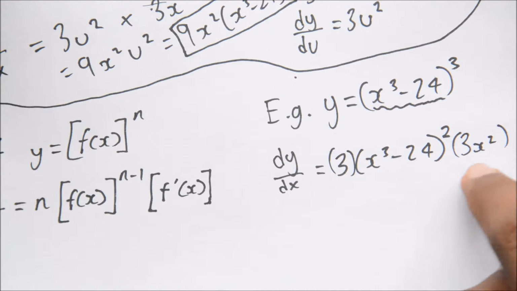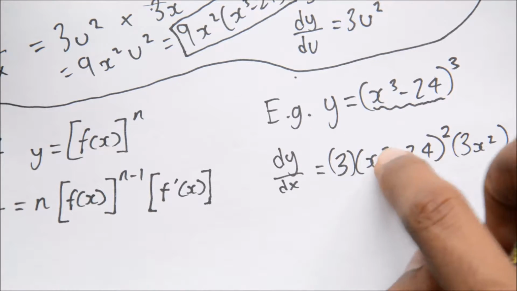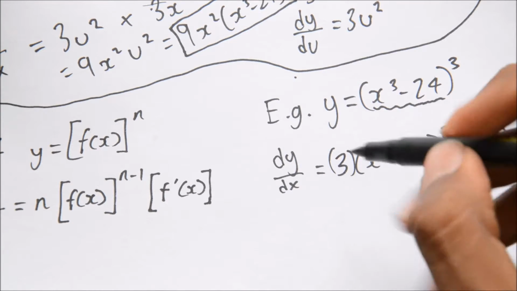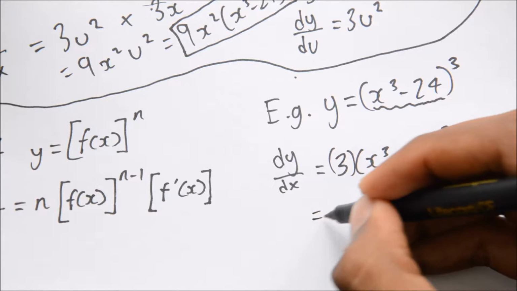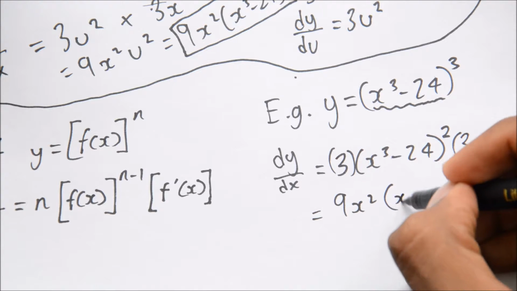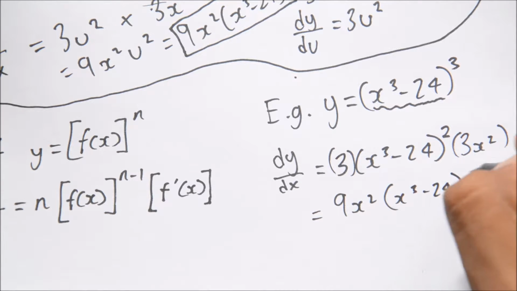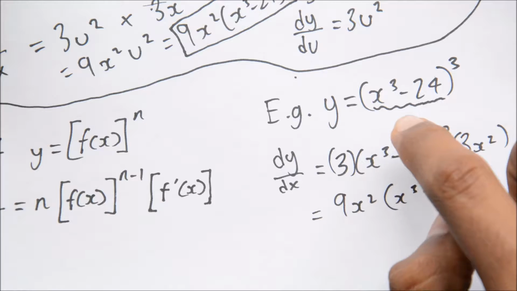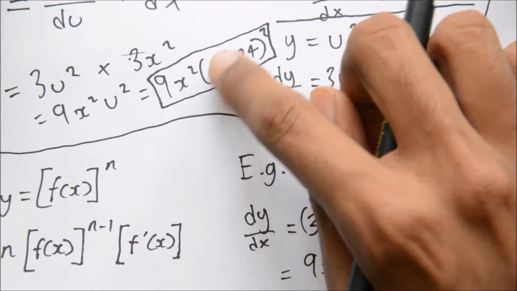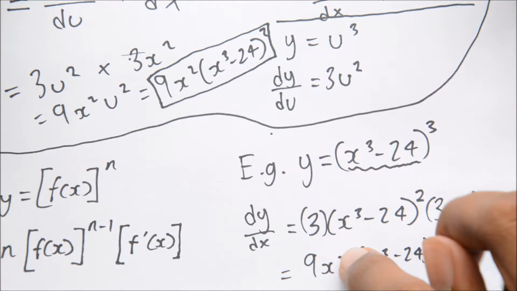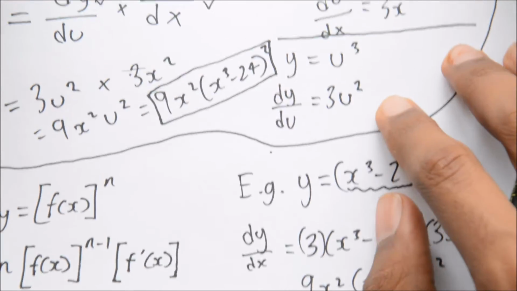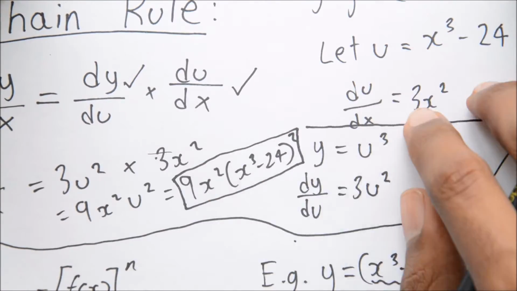If we simplify this, because this is a power, we can't really multiply it out, but we can multiply the 3 here with the 3x squared here. So 3 times 3x squared would give us 9x squared. And then we have the bracket here, which is (x cubed minus 24) all squared. As you can see, this was done in 2 steps. We got the same answer, 9x squared (x cubed minus 24) all squared. Here I've done it in 2 steps. Here I've done it in various steps.